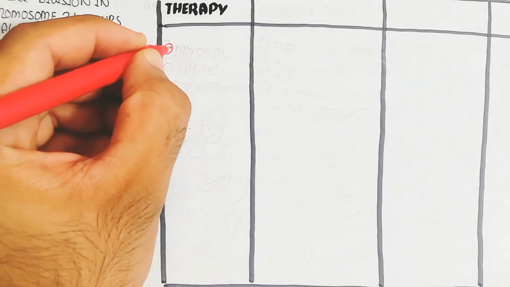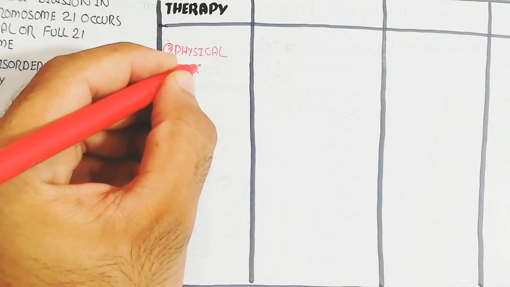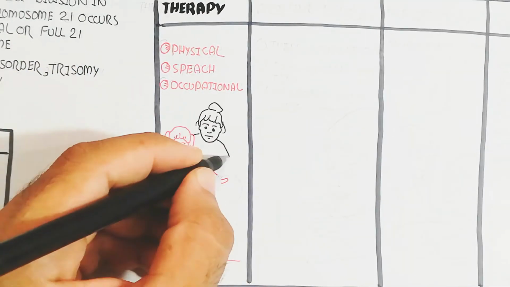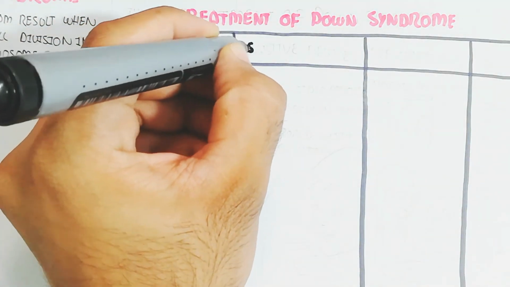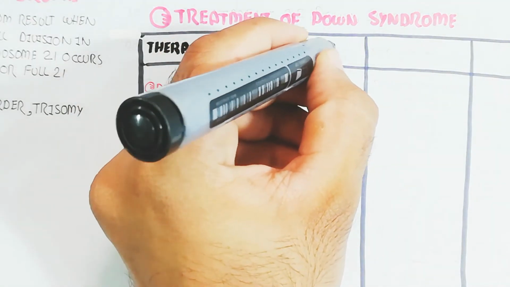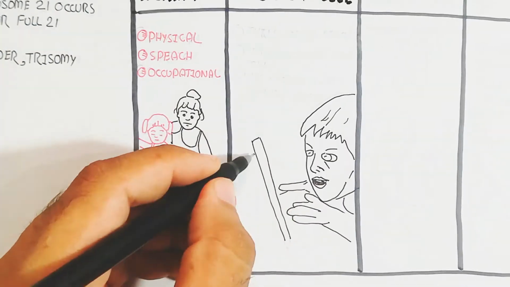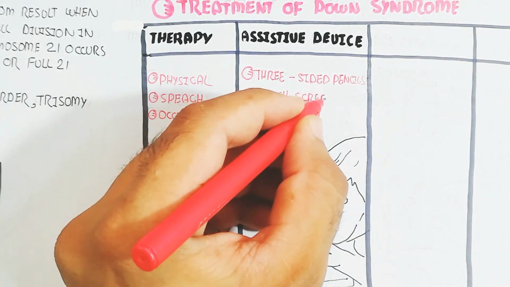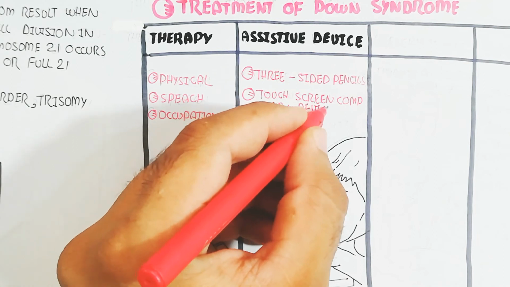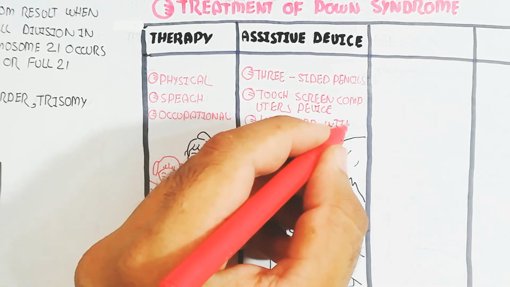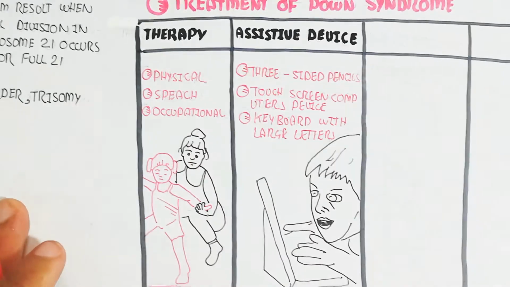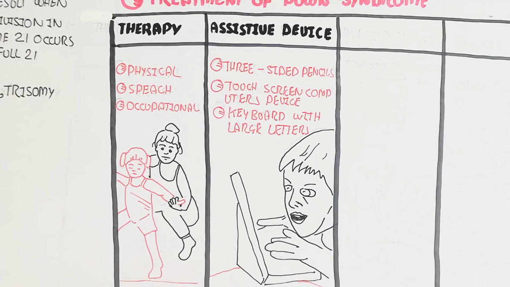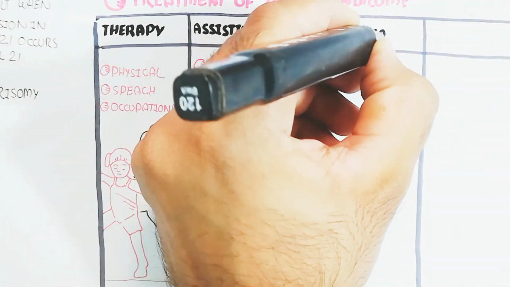The first is therapy, which is physical, speech, or occupational, through a doctor or physician, therapist, physiotherapist or other person, or teacher. Then assistive devices, such as three-sided pencils, touch screens, computer devices, and keyboards with large letters, because the symptom is difficulty in watching, and there are a lot of things.